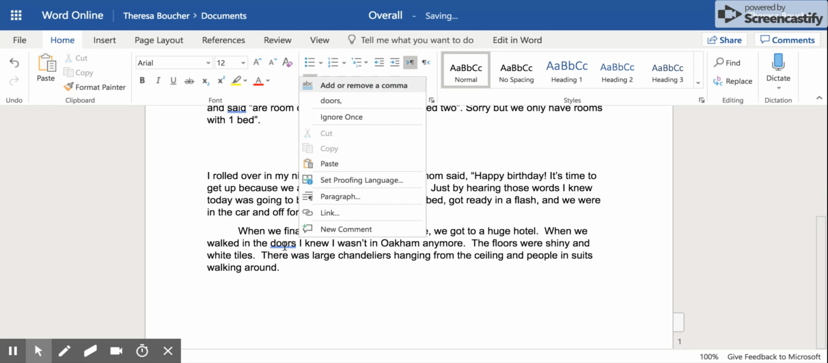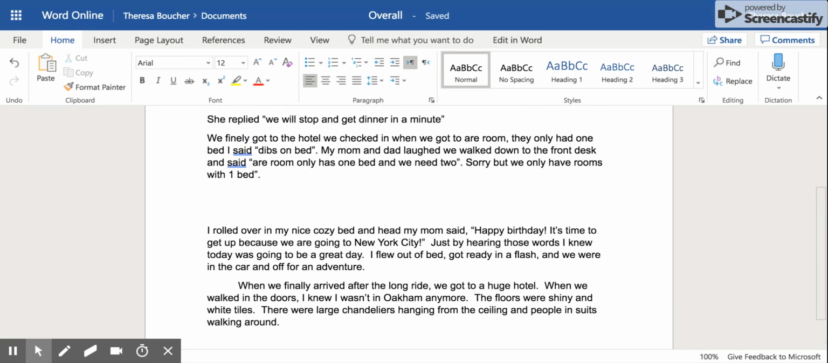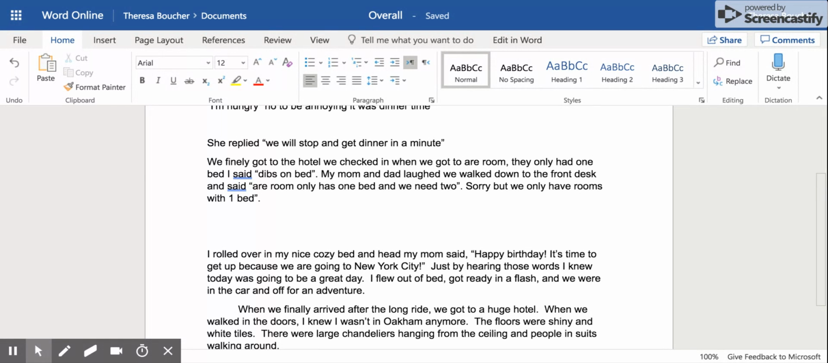But again, I need to get my reader into the hotel. There were large chandeliers. So I'm going to continue talking about that, and then I'm going to talk about how I get in there. But when I'm doing my overall, I need to think about what's important, what's not important, and get rid of what's not.